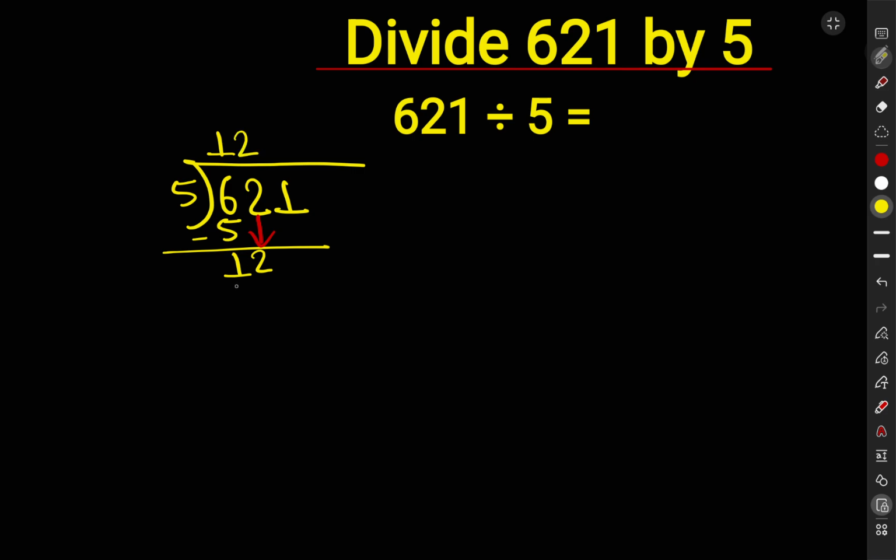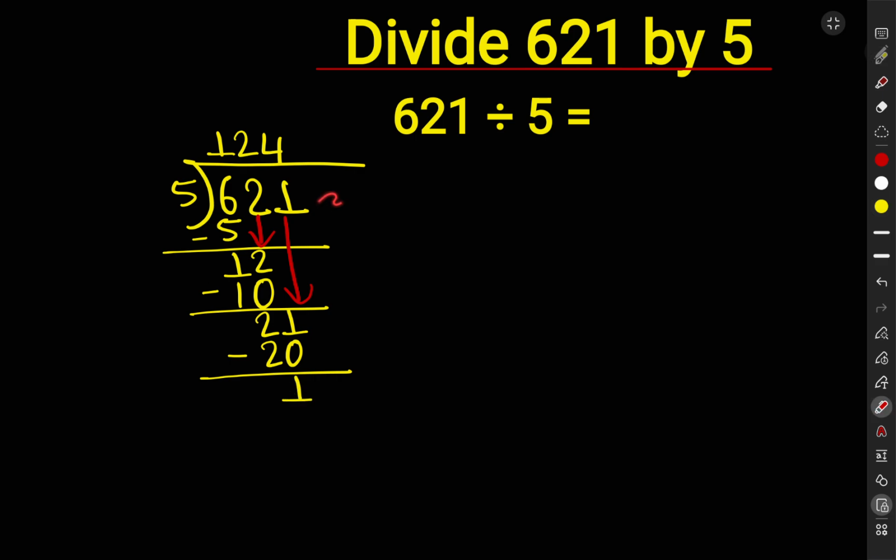5 times 2 is 10. On subtracting we get 2. So again we put down this 1 and it is 21. 5 times 4 is 20. On subtracting we get 1.